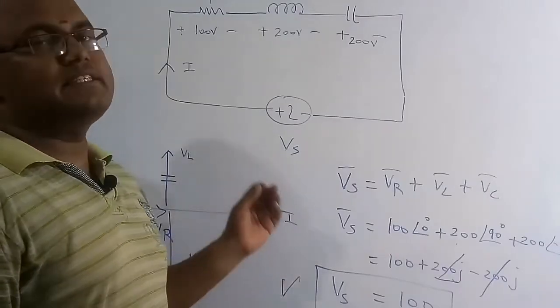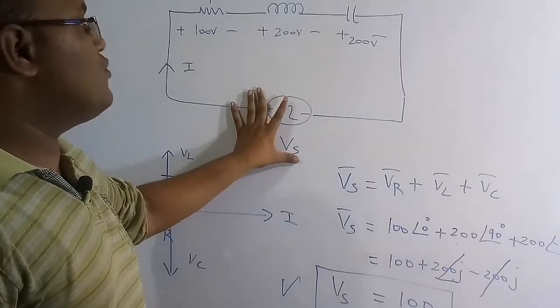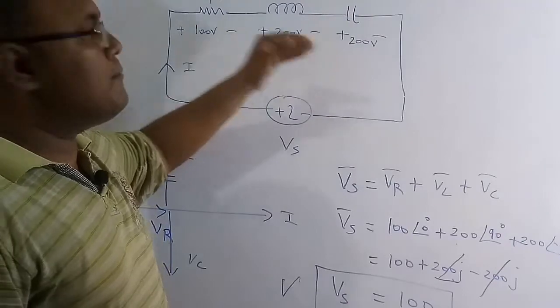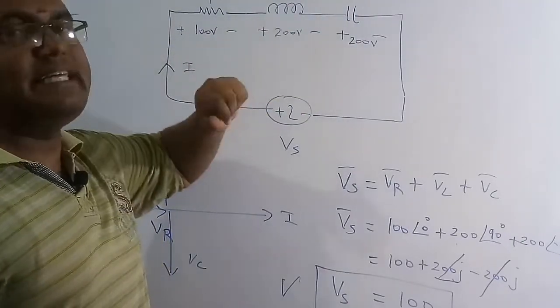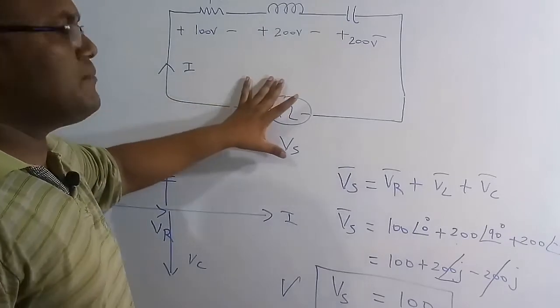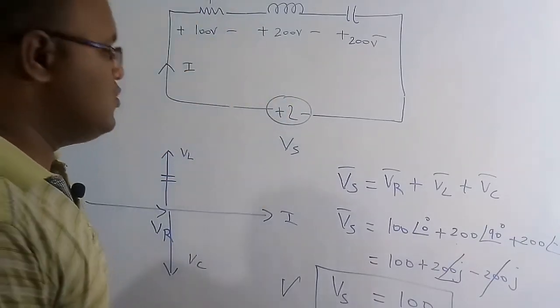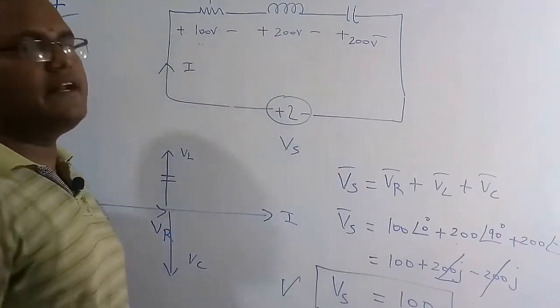This is called the resonance condition. At resonance, the circuit is purely resistive. The inductor voltage and capacitor voltage have the same magnitude but are in opposite direction, a phase difference of 180, so the overall value cancels. Therefore, the total supply voltage drops across the resistor at resonance, so the supply voltage is equal to the voltage across the resistor, which is 100 volt.